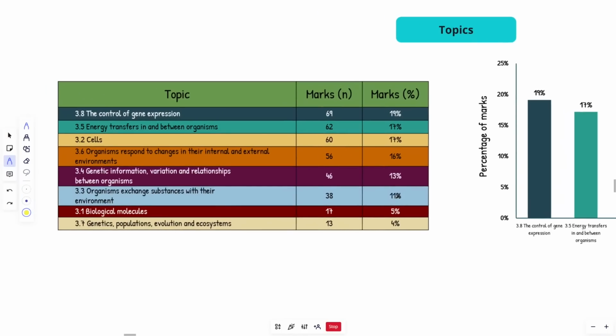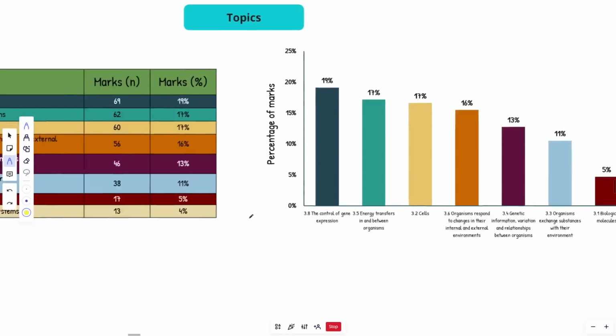Right, first off, we've got topics. So obviously you have the 8 different modules or topics, whatever you want to call them, that can come up in paper 3. There's no split of 4 topics and 4 topics like you had with paper 1 and 2. We've got the mark percentage allocation here, and I'm not going to spend too much time here, but you can see control of gene expression is in the lead. And you have energy transfer, cells, organism response, genetic information, organisms exchange substances. And then it drops off a ton with biological molecules and genetics, populations, evolution, and ecosystems.